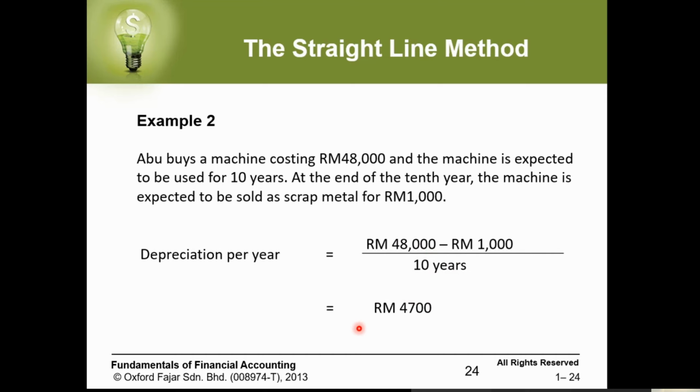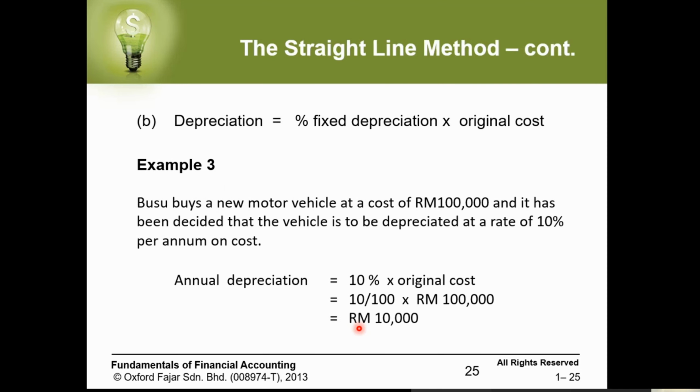Okay, so this is one of the easiest methods to calculate the depreciation, which is the straight line, which means you have to take the cost of the asset minus the scrap value of the asset divided by the number of years, the useful life of that asset. Or you can get the depreciation as a percentage.